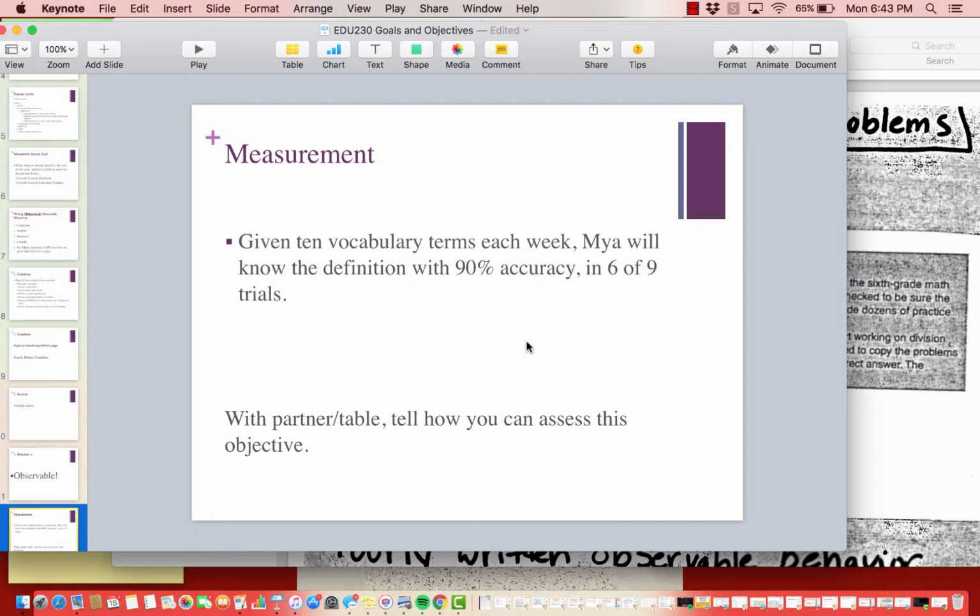One of the other issues with this particular objective is that with 90% accuracy, it's not always clear what that means. Does this mean that she should know 9 out of 10? Does it mean that she should overall be 90% accurate with what she's saying with her definitions? But that's criteria. So as long as it's clear to whoever's implementing this, it's okay. But always try to think about the criteria too to see if it makes sense. And we will talk a little bit more about that too.